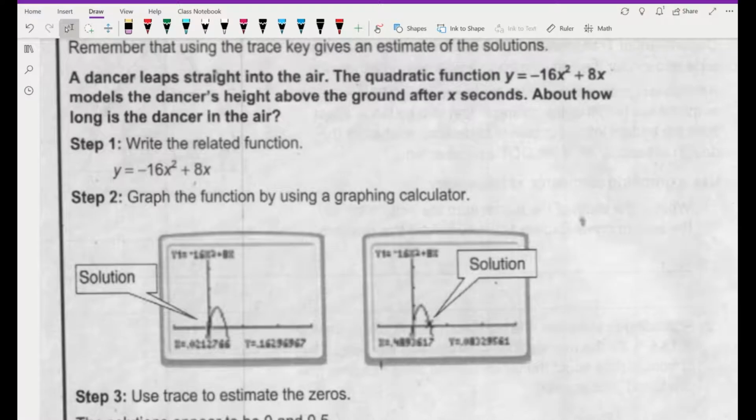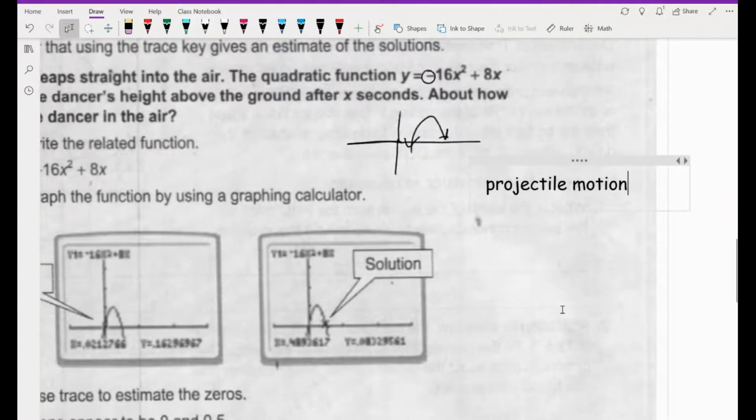Now, the example here says a dancer leaps straight into the air, and there's a quadratic function here. As you can see, it has a negative x squared, so the graph looks something like this. And it models a dancer's height above the ground after x seconds. How long is the dancer in the air? Now, this kind of problem tests your basic knowledge of parabolas, and very specifically, a special type of problem. They're called projectile motion problems. Projectile motion. What this says is what goes up must come down.